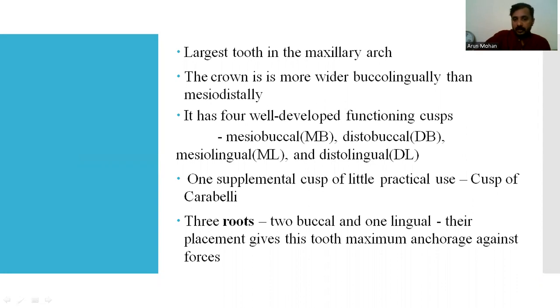Three roots are present, two buccal roots and one lingual root. This three-root placement gives a tripod-like effect to provide maximum anchorage. As you can imagine, most of the occlusal forces from the mandibular first molar fall on the maxillary first molar. So this three-root structure, two buccal and one lingual, provides a tripod-like effect which gives maximum anchorage against masticatory forces.